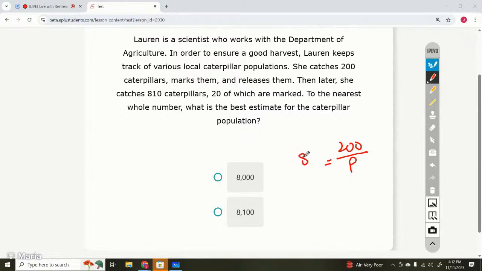200 divided by P equals 810 divided by 20. P is equal to 20 times 200 divided by 810. So 20 times 200 is 4,000 and 4,000 divided by 810.